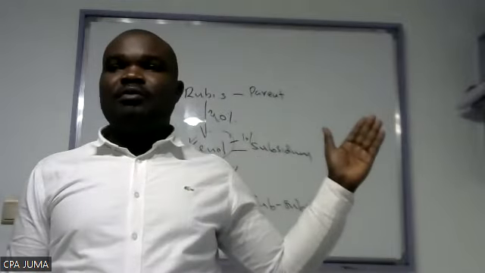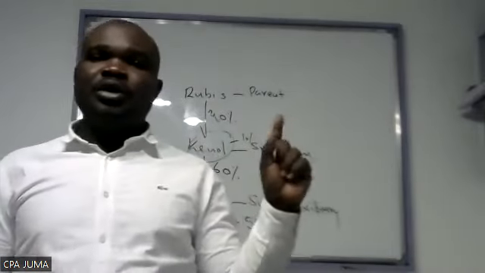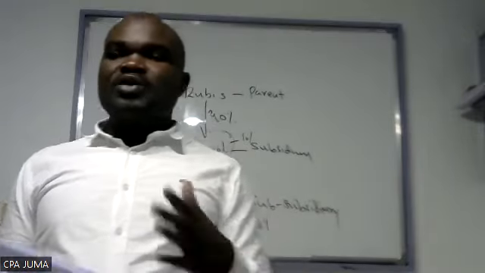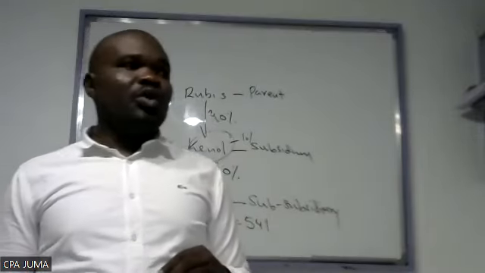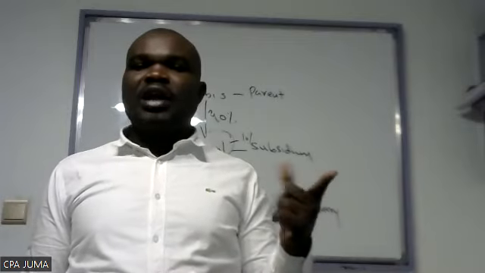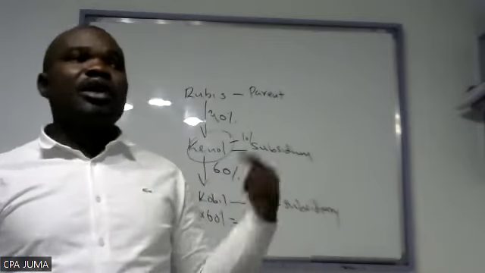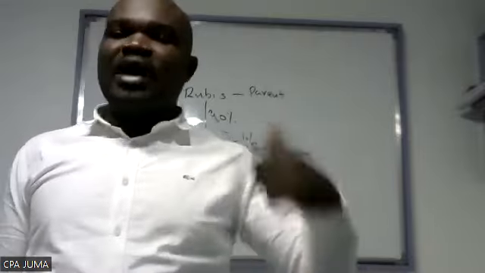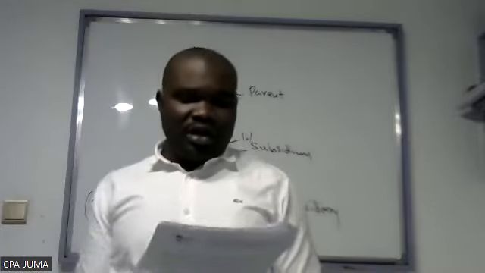20 to 49 associates, 50% sharp, joints. 1 to 19 simple. So we don't consolidate for simple, joint, and associates. We only consolidate for subsidiaries and sub-subsidiaries.